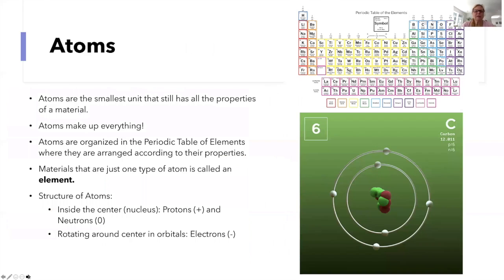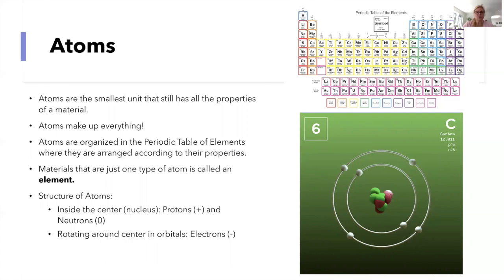Boys and girls, we learned a lot about atoms, and you also made atoms. Atoms are the smallest unit that still have all the properties of a material. Atoms make up everything. You, me, the table, the desk, everything you can see is made up of atoms, and even things that you can't see, such as the air. Atoms are organized in the periodic table of elements, where they are arranged according to their properties.